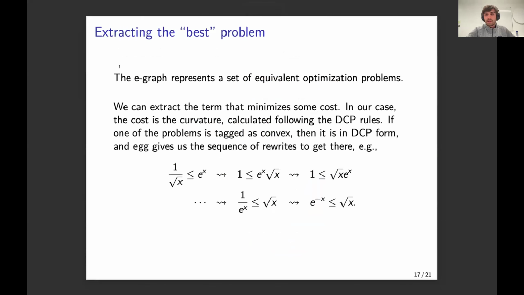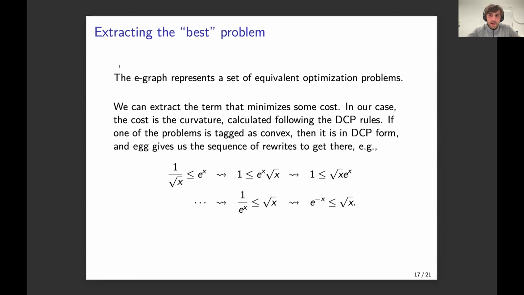So in our case, we have an eGraph that represents a set of equivalent optimization problems because we have set up the rewrites in a way that they preserve equivalence. And once you've built this eGraph, you can instruct Egg how to extract the term that minimizes some cost. And in our case, the cost is the curvature. So we want to extract a term that follows DCP rules.